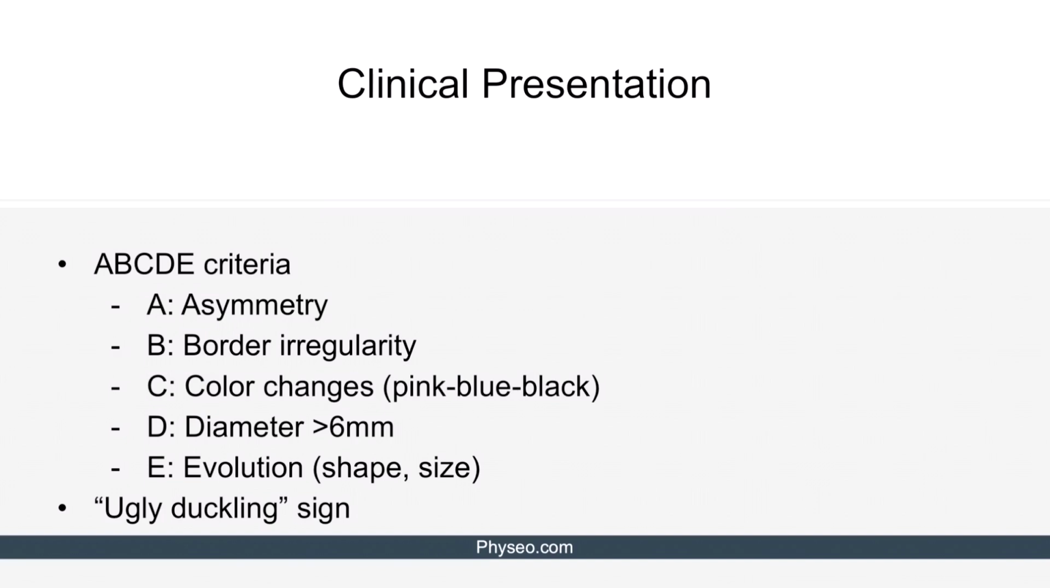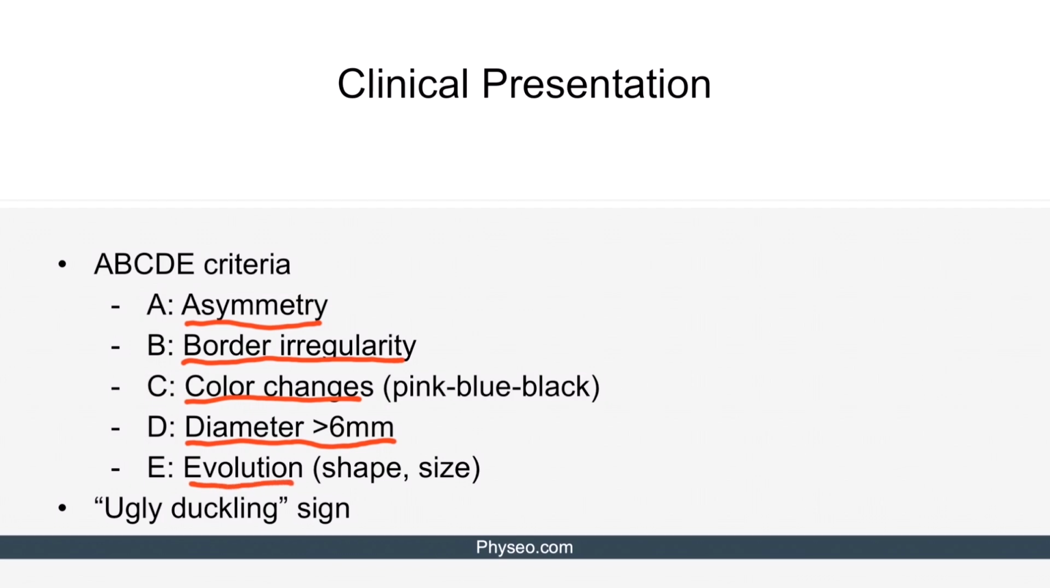So let's go through these features. A is for the asymmetric lesion, B is for border irregularity, C is for color differences, in other words, different colors within the lesion itself, and then D stands for diameter, and we're specifically thinking of a diameter or size greater than 6 millimeters. And E represents evolution, so evolution of the lesion in its shape and its size.